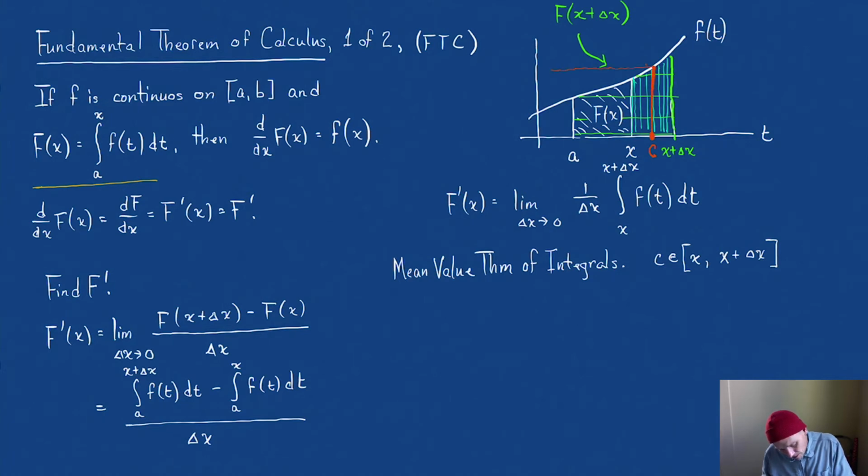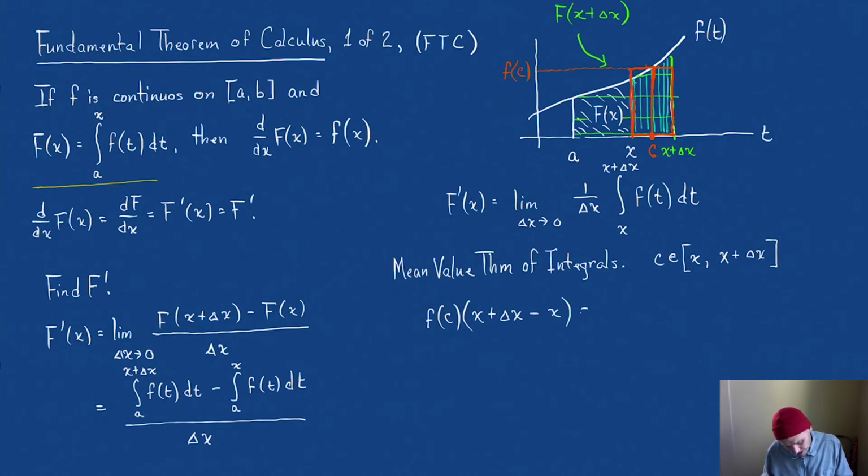Then there's some height over here. This is f of c. And what the mean value theorem says is that for this blue region, there's some c in there that'll work just perfectly so that you can form a rectangle and just multiply the base times the height. So if we write that out, there's some c, f of c, that's the height, times the base. Well, the base is x plus delta x minus x.